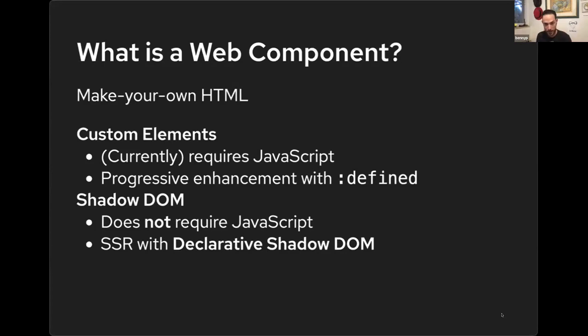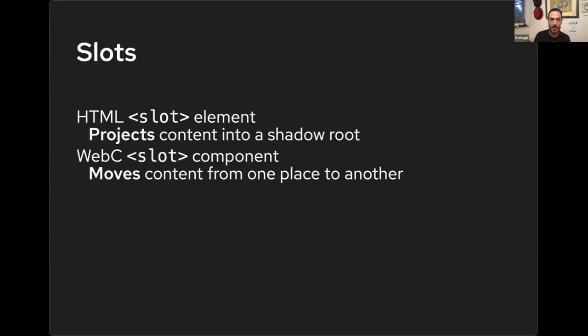Okay, next slide. So the slot element is a feature of shadow DOM, which allows you to project content from the light DOM into the shadow DOM. What I mean by light DOM is just the regular HTML; web component people call that light DOM. And then the shadow DOM is this private area that just belongs to your element. But you can put a slot element inside your shadow DOM and say, hey, I want all of the children of my web component to show up here in this part of my template.